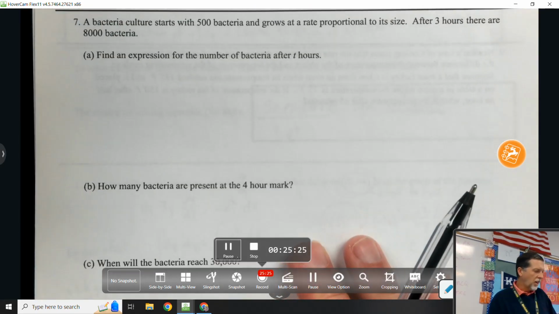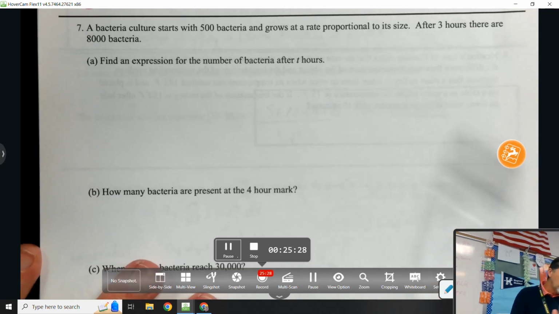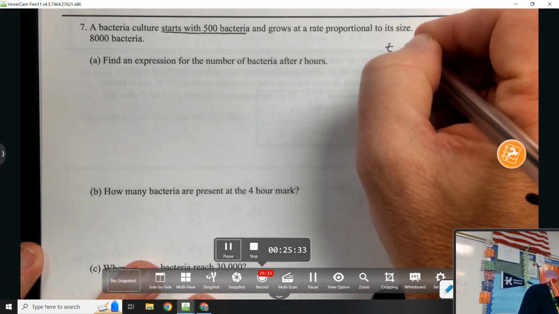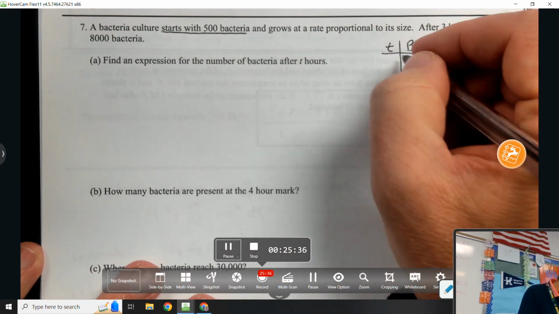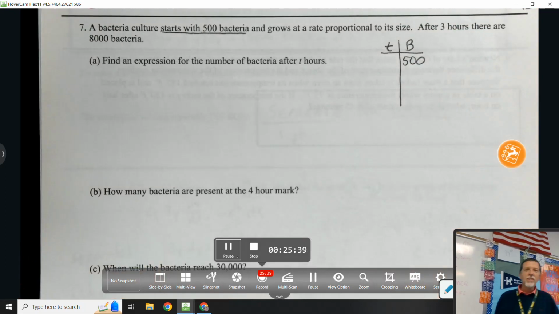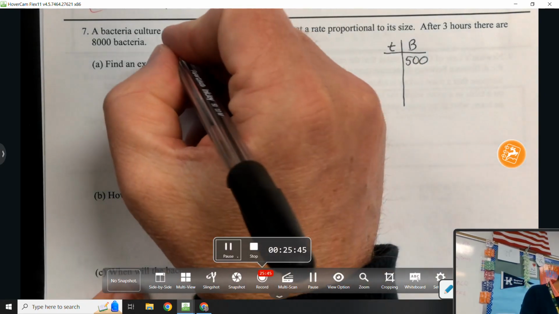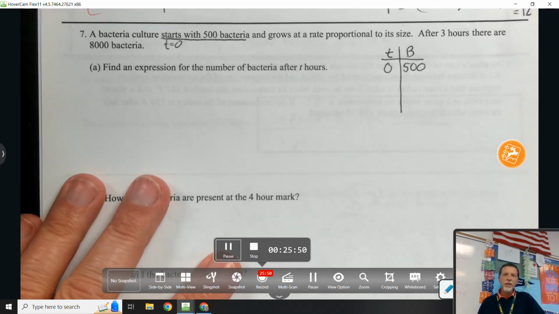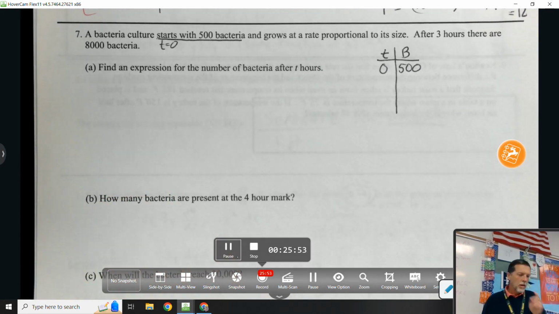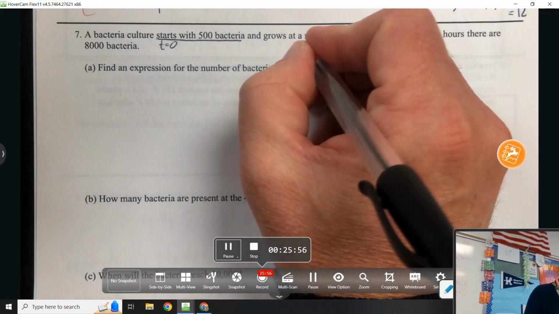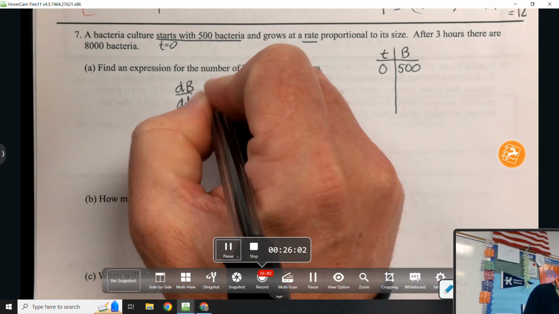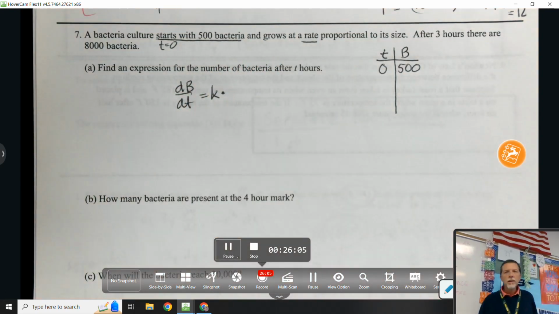Number 7. A bacteria starts, so already I'm thinking I've got a piece of information there. If it starts with 500, what time is that? 0. So some code words here, similar to physics. Like initial population, starts with, those kind of words. Grows at a rate proportional to its size. So that means dB dt is proportional to, equals k times what?